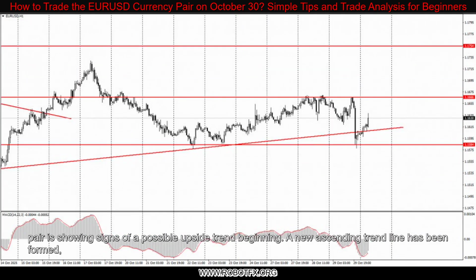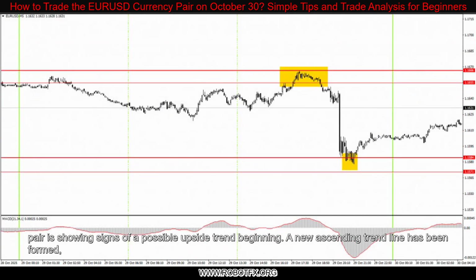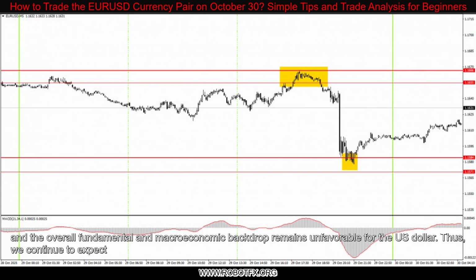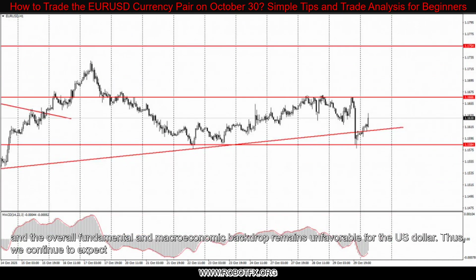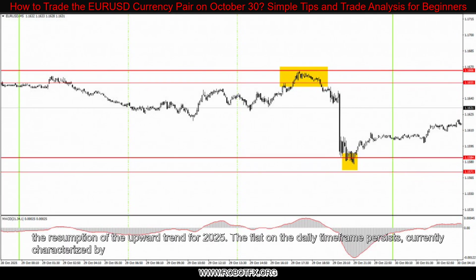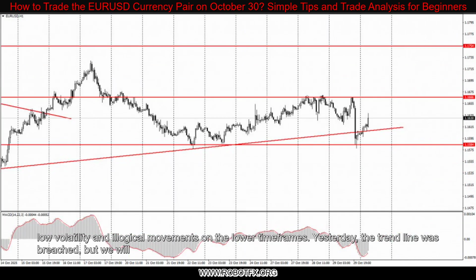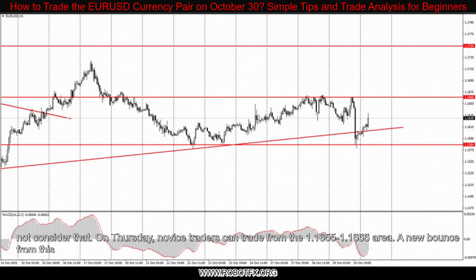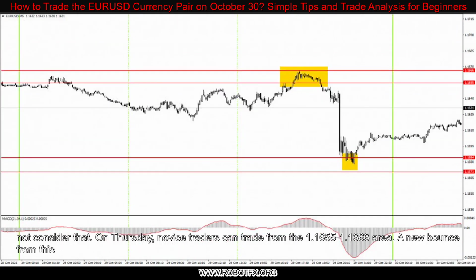How to trade on Thursday? On the hourly time frame, the USD pair is showing signs of a possible upside trend beginning. A new ascending trend line has been formed, and the overall fundamental and macroeconomic backdrop remains unfavorable for the US dollar. Thus, we continue to expect the resumption of the upward trend for 2025. The flat on the daily timeframe persists, currently characterized by low volatility and illogical movements on the lower time frames. Yesterday, the trend line was breached, but we will not consider that.